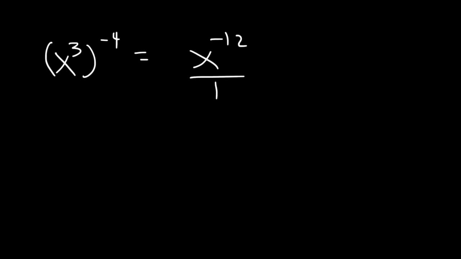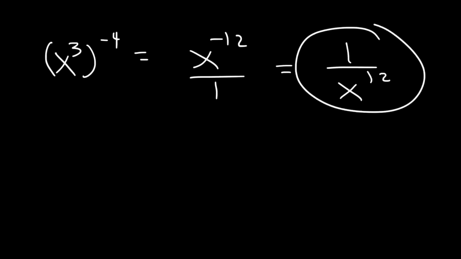So likewise, let's say we have x cubed raised to the negative 4. First, we can multiply 3 times negative 4, which is negative 12. And then we can make the negative exponent positive by moving x to the bottom. So it's 1 over x to the positive 12. And that's just a basic introduction to negative exponents.